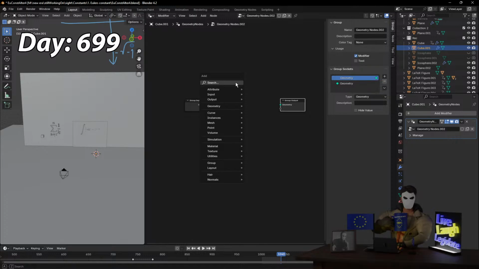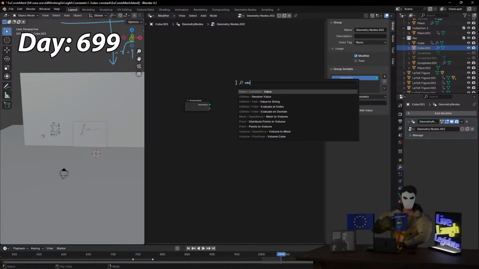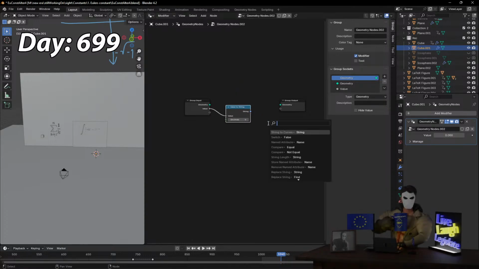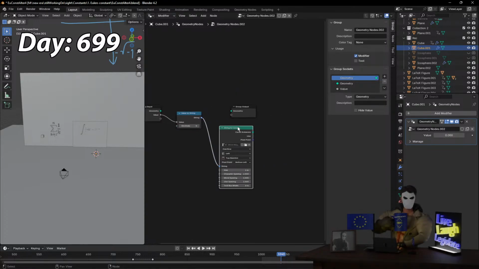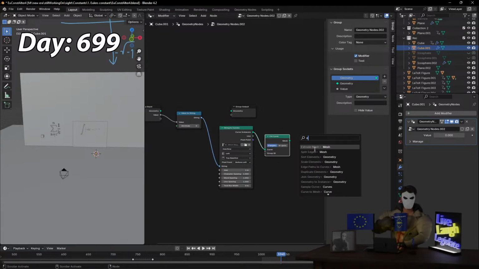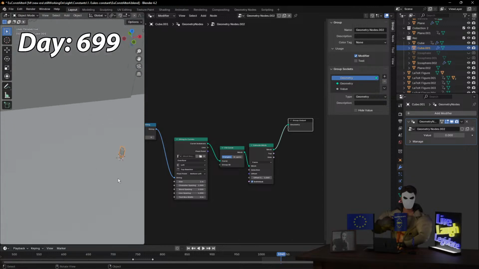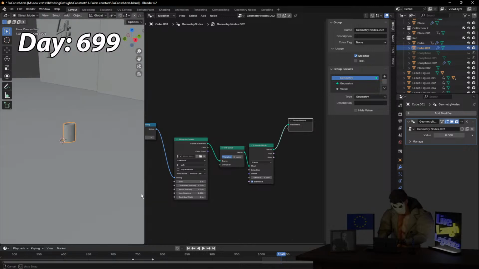Then, instead, we shall replug value to string. And then value in here. Then string to curves. Then fill curve. Then extrude mesh. Then mesh into geometry. And then we just need to tweak this until it looks all right and decent.